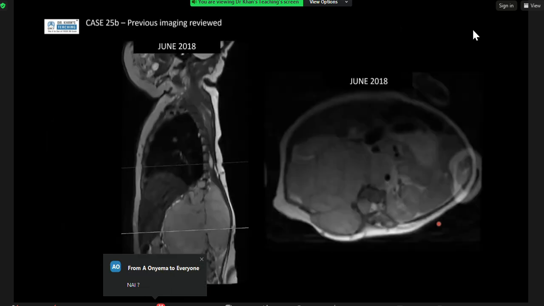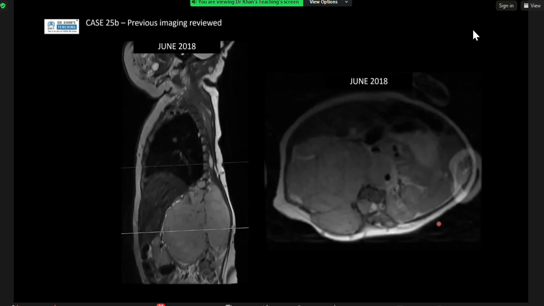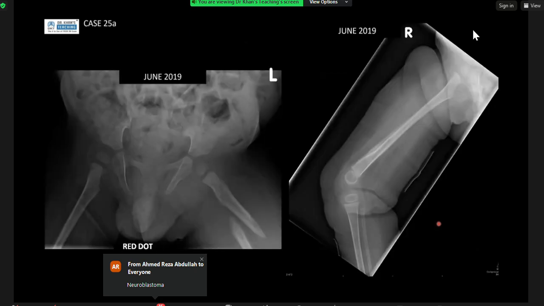So this is an ultrasound. This is an MRI T1 sagittal and axial showing a large T1 iso-intense mass lesion arising in the right paravertebral region with extension through the neural foramen. So this could represent a neuroblastoma. Good.